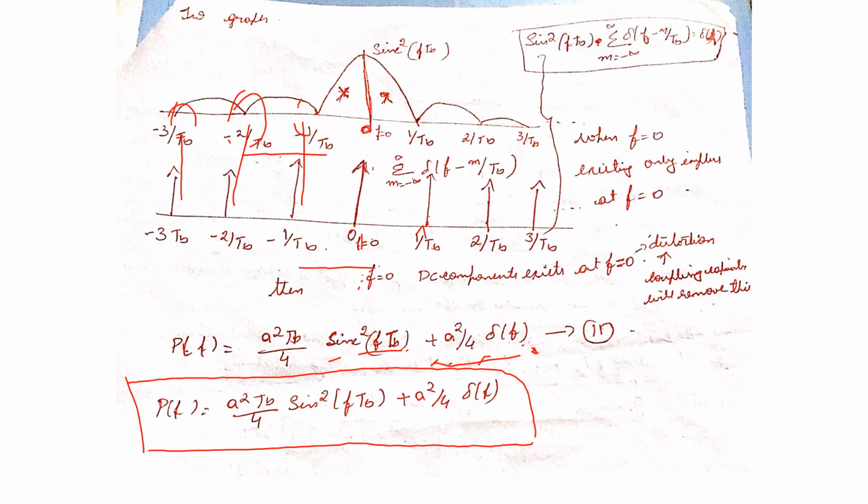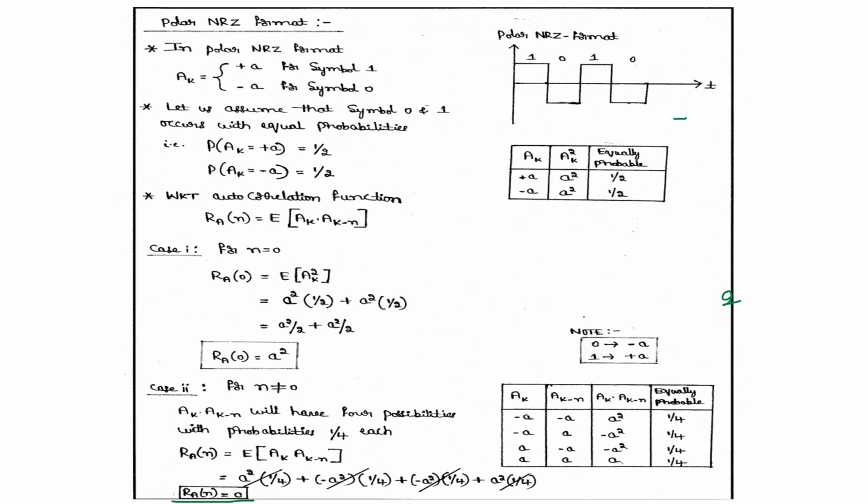So sinc square f Tb, when multiplied with the delta function, is going to give the delta of f. This is about the power spectral density of the unipolar non-return to 0 line coding technique. Similarly, we can also consider the polar non-return to 0 format.